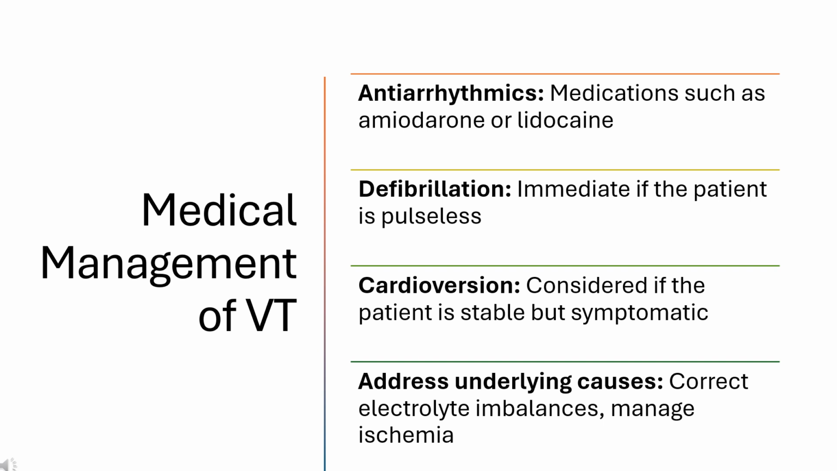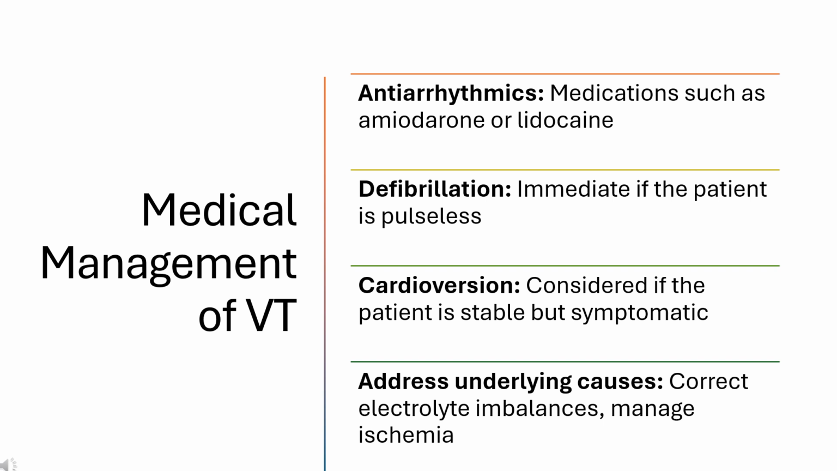We need to address underlying causes. So electrolyte imbalances, particularly hypokalemia and hypomagnesemia, can precipitate VT. Correcting these imbalances is essential for stabilizing the cardiac rhythm. So administer intravenous potassium chloride for hypokalemia or intravenous magnesium sulfate for hypomagnesemia. Regularly monitor serum electrolyte levels to ensure they return to and remain within normal ranges.